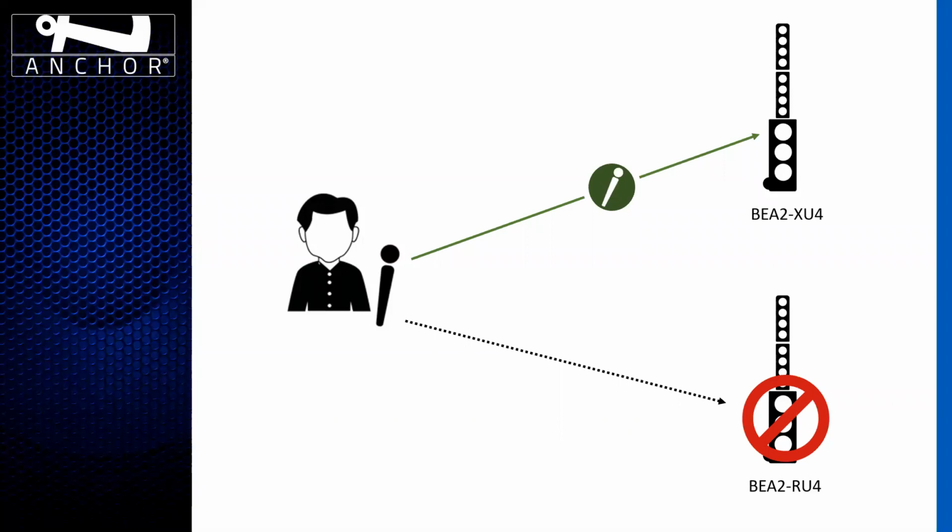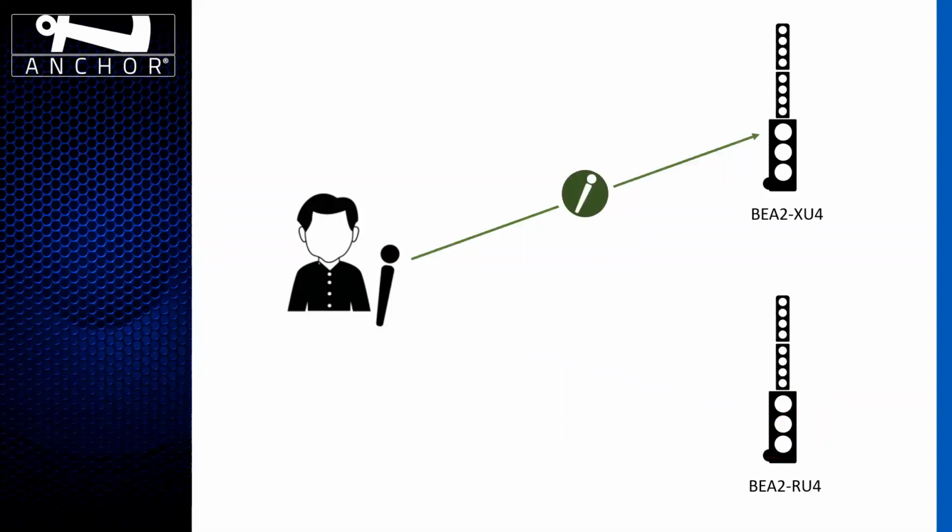So the way that you would achieve this is you would send your microphone to the Beacon 2 XU4, and then you would use the Air technology to send the Beacon 2 XU4 to the Beacon 2 RU4. By doing that, the voice would come out of both sound systems at the same time.